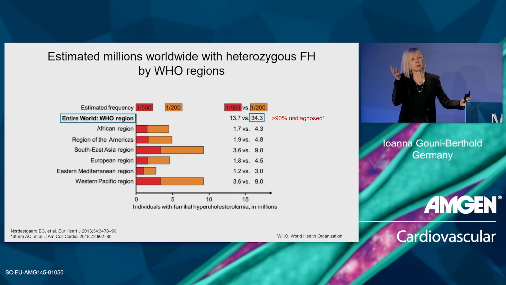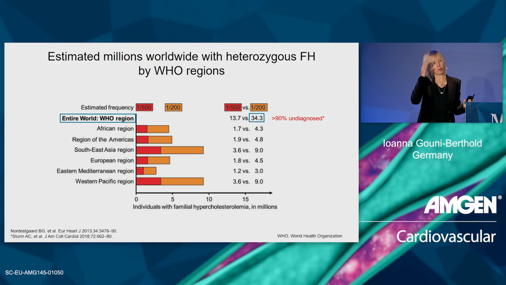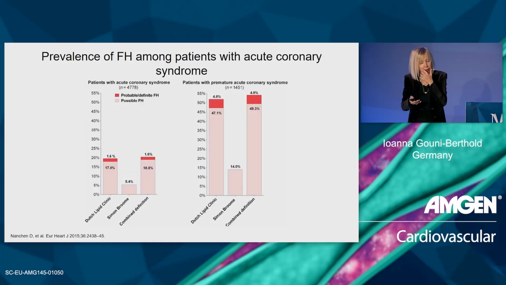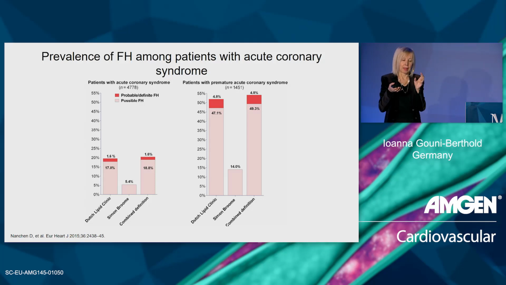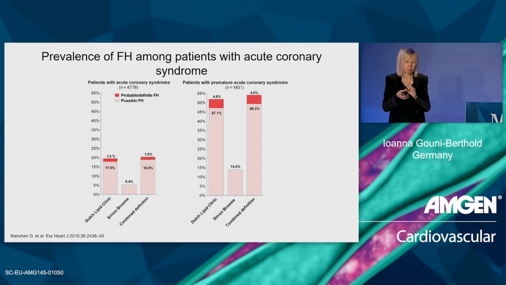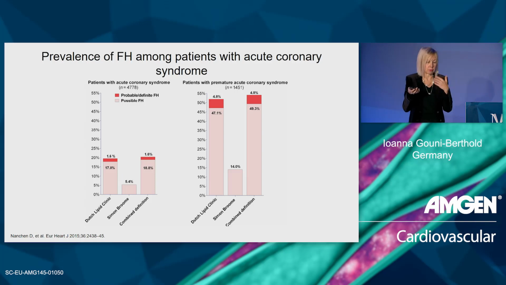So in the world, we have 34 million people with this disease. And what is really amazing is that more than 90% of them are undiagnosed. Because I know that some of you, or many of you here, are cardiologists, I want to show 2 slides that show that these patients are very common in cardiology real life. You see them a lot. There is an enrichment of FH patients in cardiology practice.